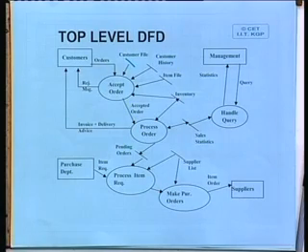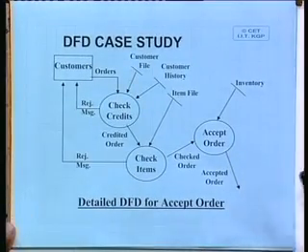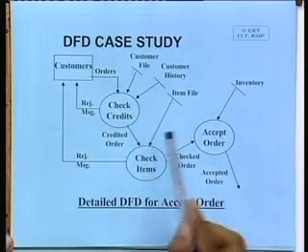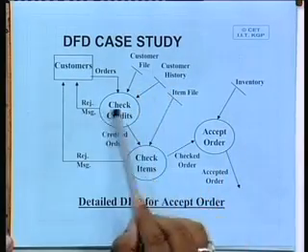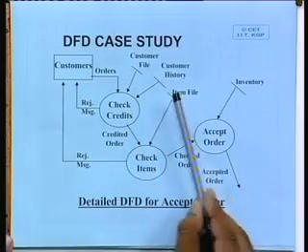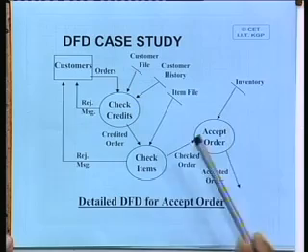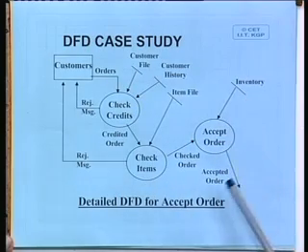From there what we had done, we had drawn the detailed data flow diagram for accept order. Basically there were three processes. One was the check order, check credits from customer file and customer history, otherwise reject, and afterwards check items from the item file, reject message otherwise, and if it is checked then you accept order and put it into the inventory file as an accepted order.